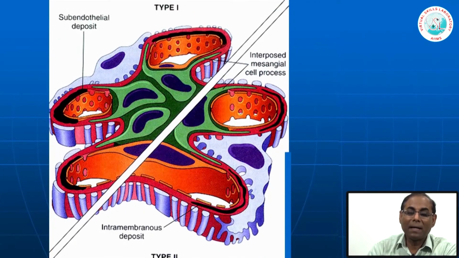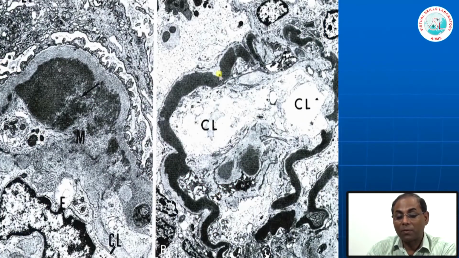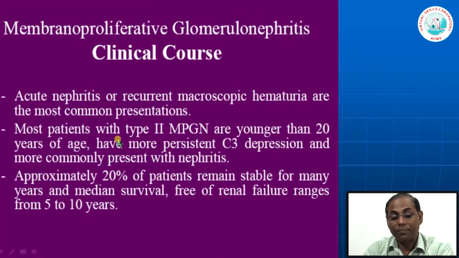So, this is the schematic diagram of type 1 and type 2. Here are the intramembranous dense deposits, whereas here there are more rough subendothelial deposits, and in both there is mesangial cell interposition, but it is more prominent in type 1 and less prominent in type 2. And this is the typical electron microscopy. On this side you can see a continuous electron dense deposit in the intramembranous type. So, this is the typical type 2 glomerulonephritis, whereas this is the typical subendothelial deposit in case of type 1 MPGN.